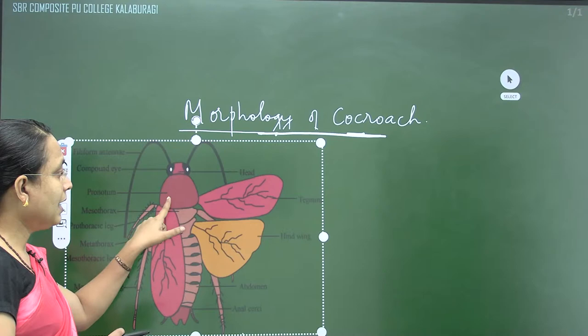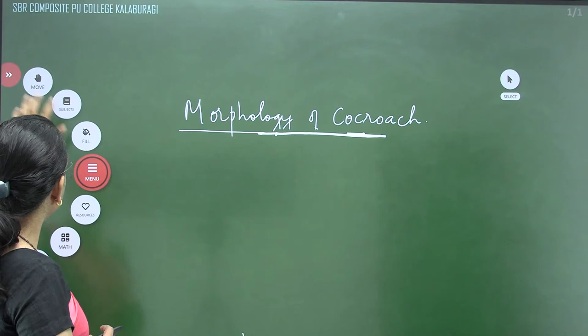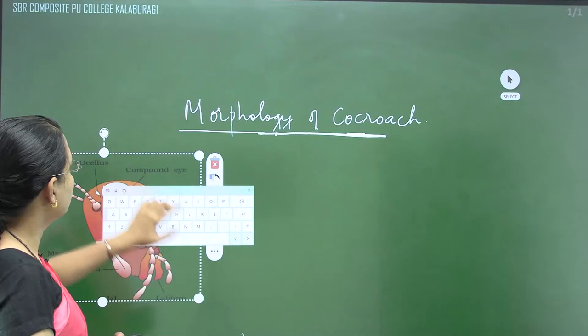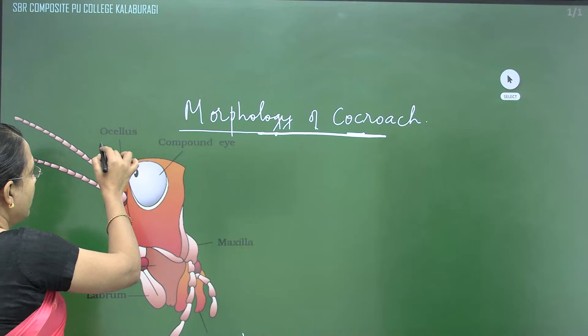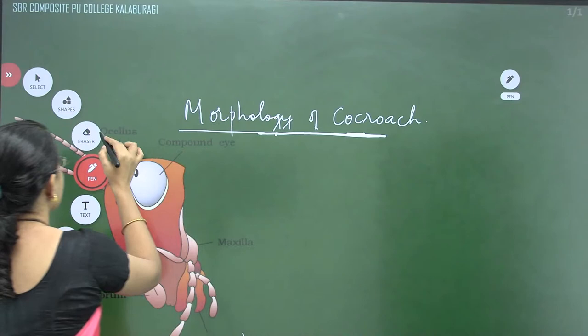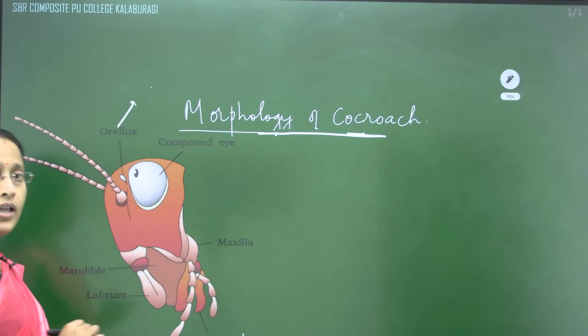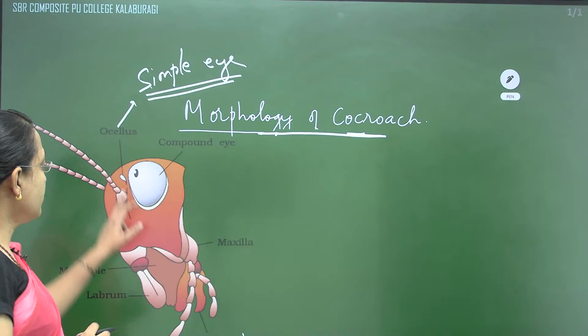But one other point in the head region is missed out, and that is nothing but mouth parts. Okay. So here you can see one term has come, and this is going to be ocellus. Ocellus is the simple eye, and it is present towards the inner side of the compound eye, but more towards the upper end.